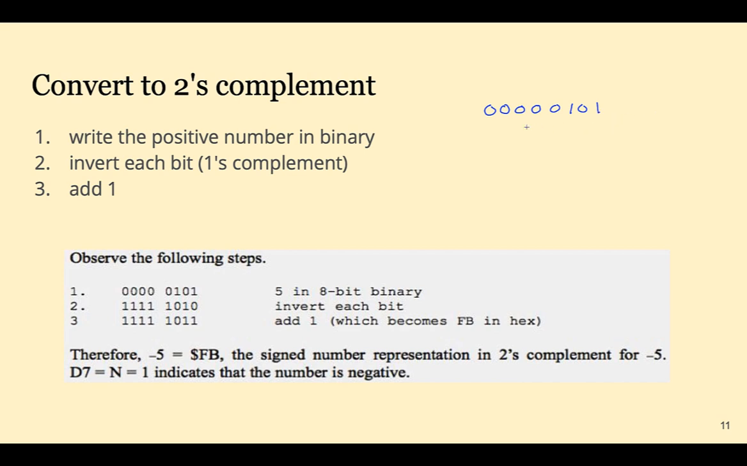Step 2 says to invert each bit. That's sometimes called the 1's complement. And step 3 is to add 1. So our number is 1111 1011. We would write that in MIPS in hex as 0xFB. Other languages, as you see down here, may use a different notation.